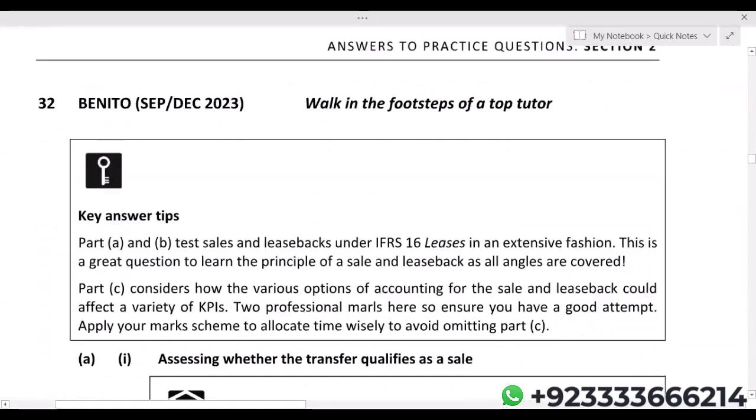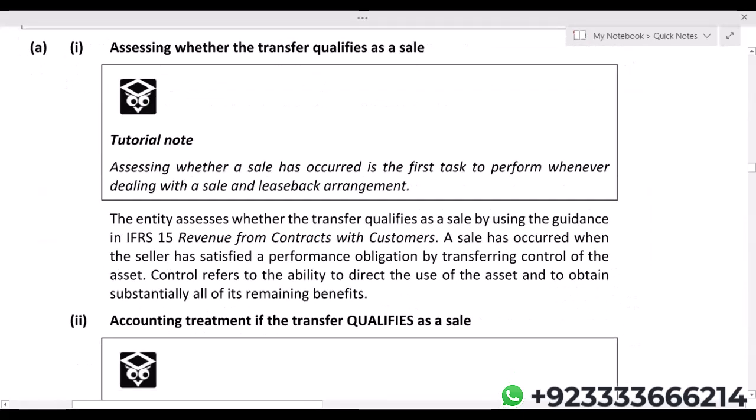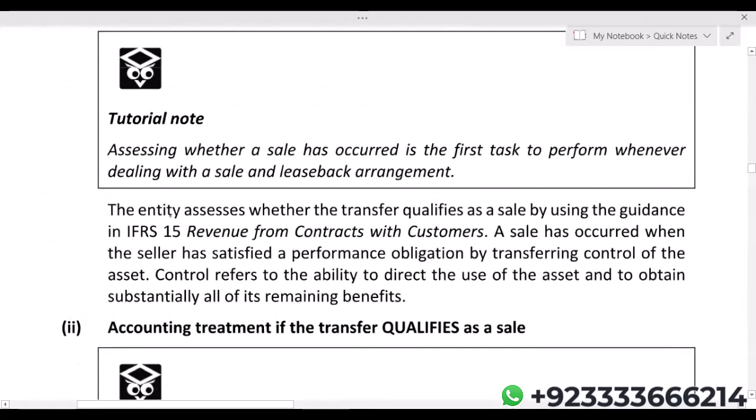Part A of the question. The entity assesses whether the transfer qualifies as a sale by using the guidance of IFRS 15 Revenue from Contracts with Customers. Please notice one thing. You should note this: the examiner is not just giving the reference of IFRS 15. The proper name is written, IFRS 15 Revenue from Contracts with Customers. It means just writing IFRS 15 and not writing the name is not enough. So you have to properly write the complete name.